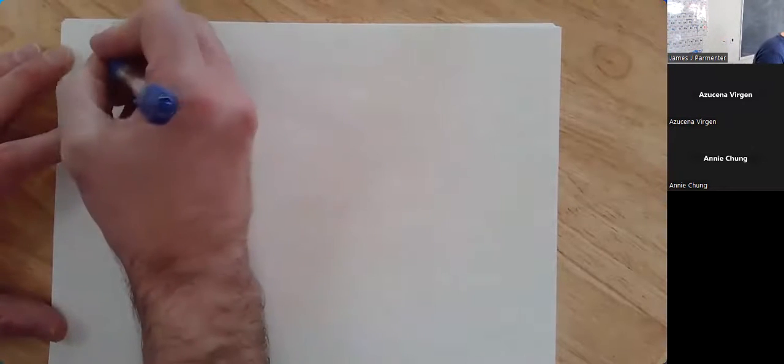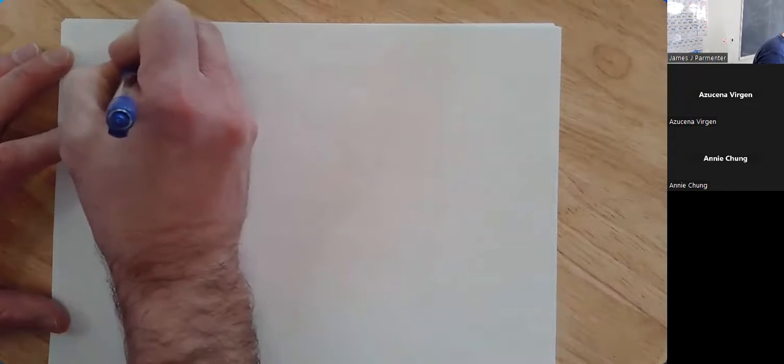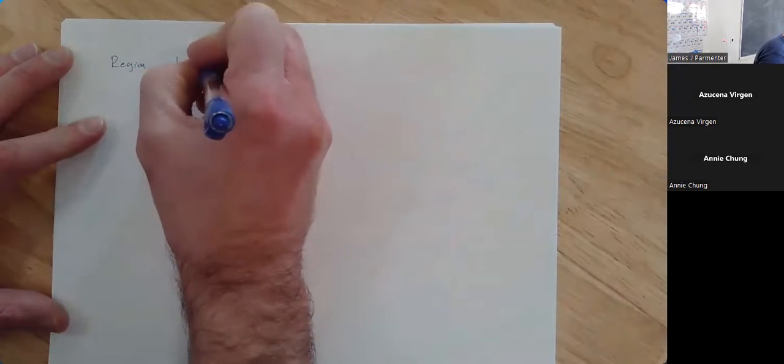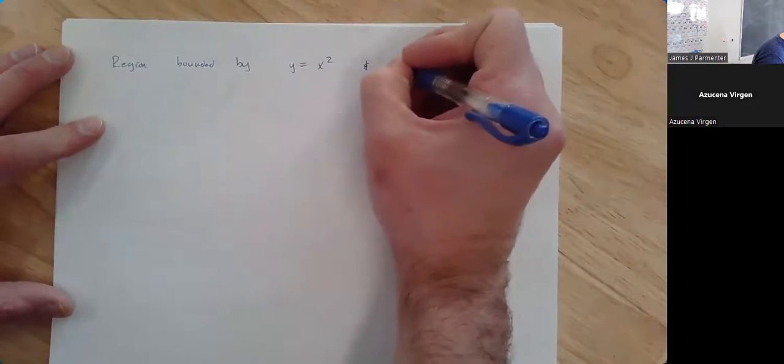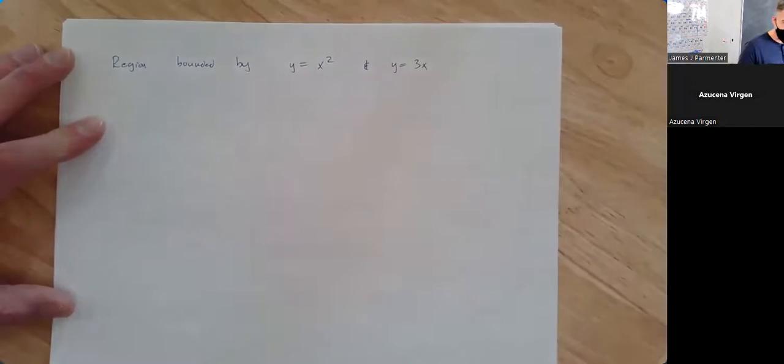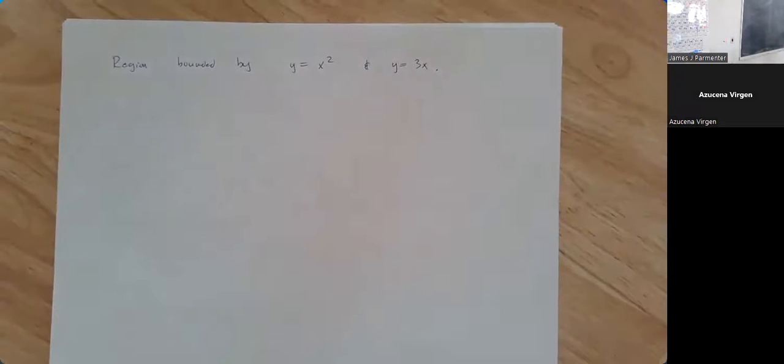Cool. So the thing to know about volumes of revolution is there's kind of two ways you can go. So let's cover this example. Let's say we're going to use the following region, the region bounded by y equal to x squared and y equal to 3x. And we're going to set up a bunch of different angles. So that's our region, and we're going to revolve it around a bunch of different axes.